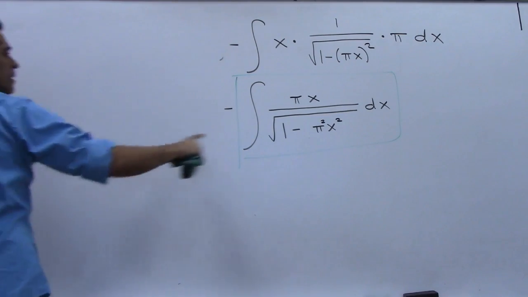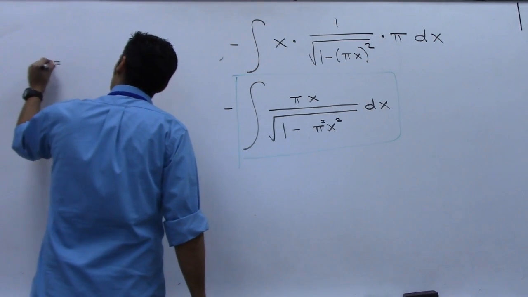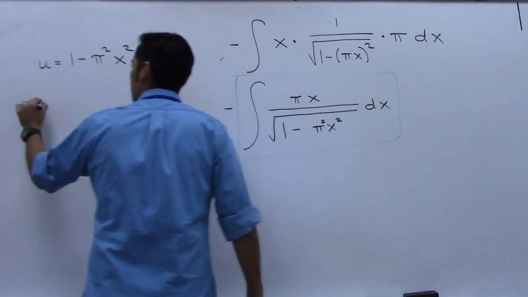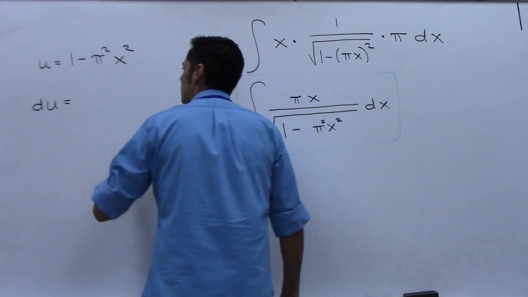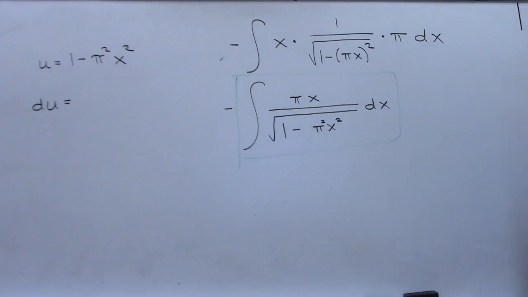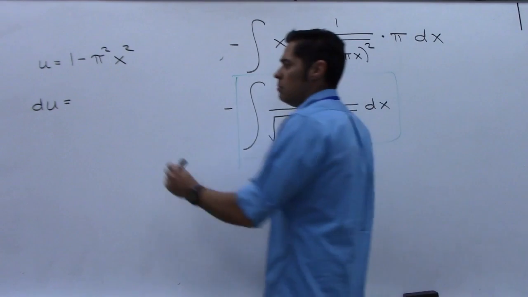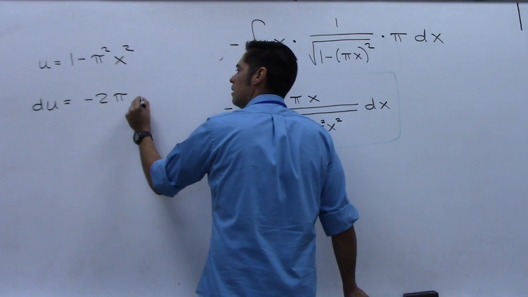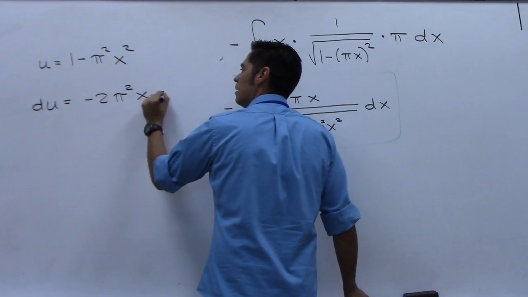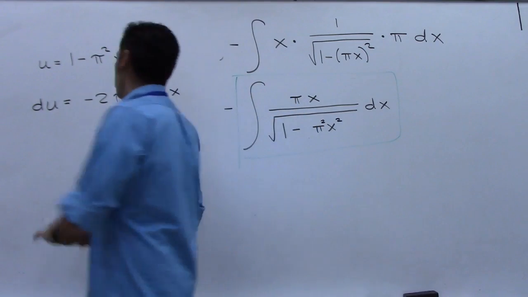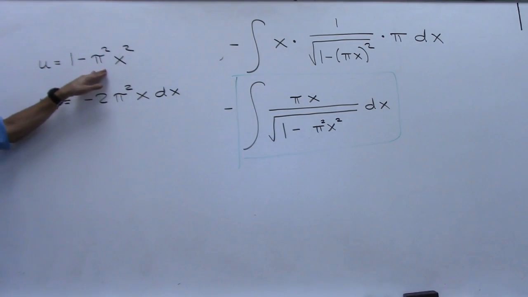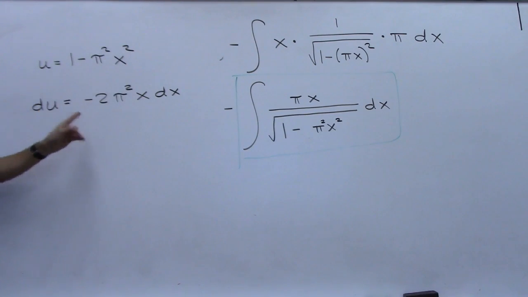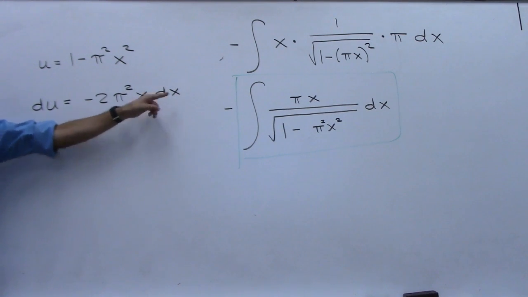Working with that integral right here, I make a u substitution. u is equal to 1 minus pi squared x squared. The derivative of this will be, you tell me, negative 2 pi, what? Look, pi squared is a constant, isn't it? Negative pi squared is just going to come along for the ride. Derivative of x squared is 2x, so negative 2 pi squared x dx.